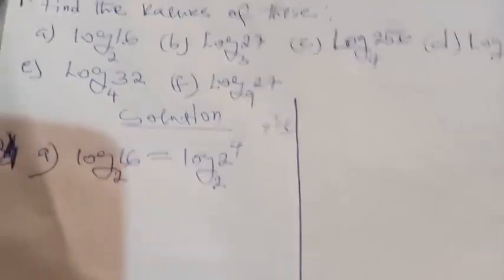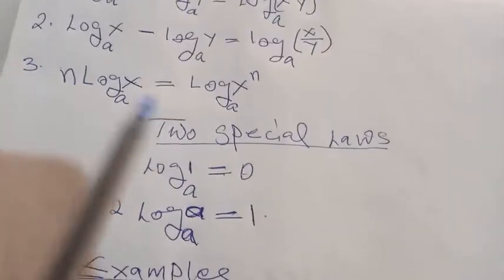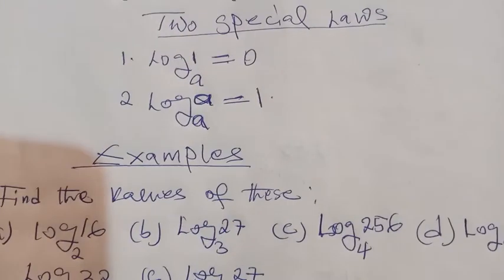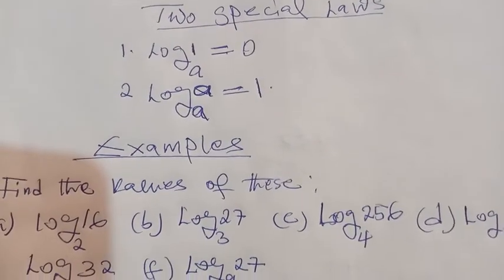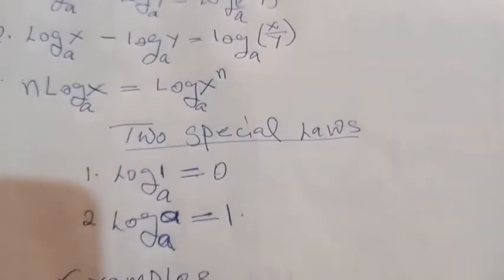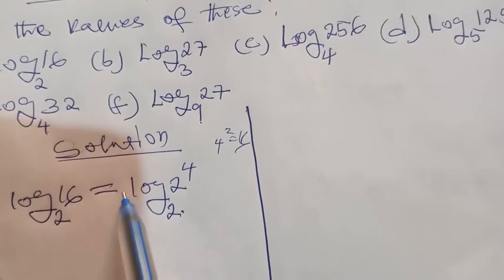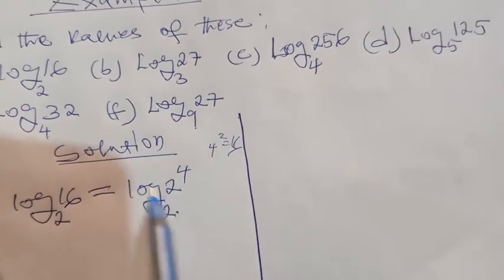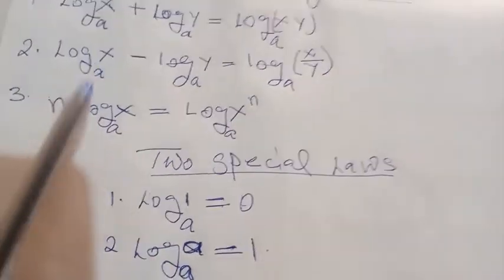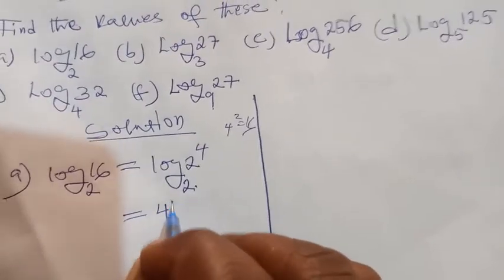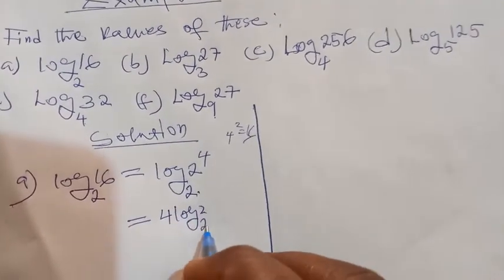Okay, all right. Now, if you look at this, the next law that you should be looking at is the third law. It is the third law that is applicable here. You see, if I have log 2 raised to power 4 base 2, this 4 is my n now. It's going to multiply the logarithm completely. So using the third law, I'm going to have, quickly, 4 log 2 base 2.